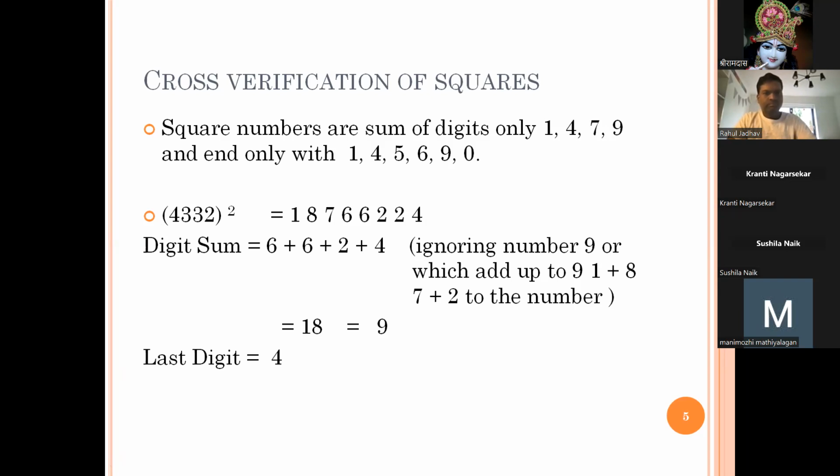Is the technique clear, how to cross check? Yes, very simple. The square ends with 1, 4, 5, 6, 9 or 0, and the digit sum means all the numbers, if they add up, will become 1, 4, 7 or 9. Both the conditions have to be matched. It's not an either-or, it's an and condition. I hope you understand: both things need to be satisfied. Clear?